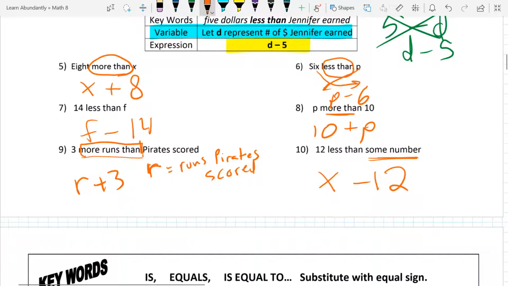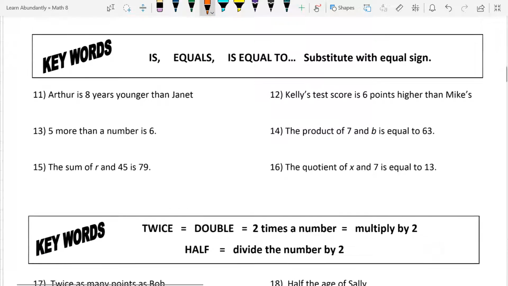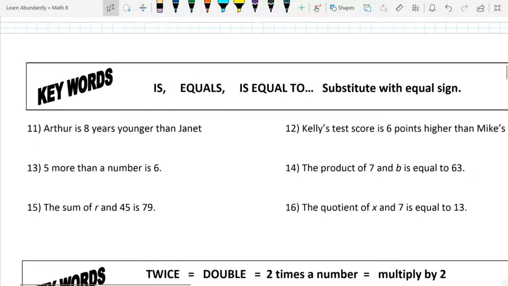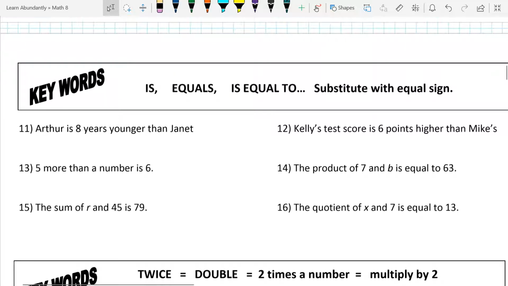So far we've looked at our basics. Just write them down by identifying the keyword, but also we need to occasionally put in a variable. Sometimes we need to define our variable and say what it equals when we have a real world situation. And if it says than, we need to switch the order. Let's look at a few more examples. This time we're going to look at equals. So whenever we have the words is, equals, or is equal to, all of those we're just going to substitute with the equal sign.